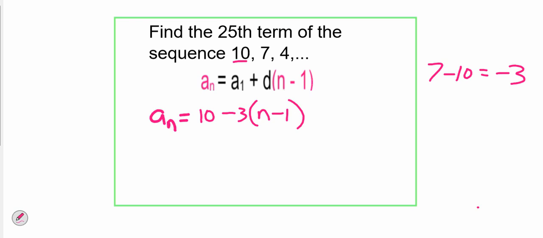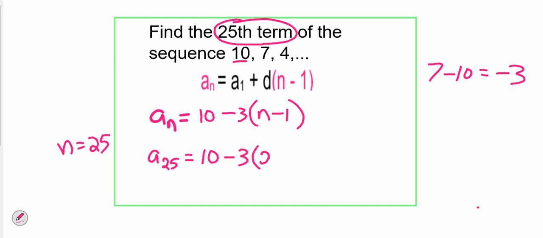Now normally we're done here, but they're asking me to find my 25th term. So for the 25th term, we're going to write something for our n. We're going to write a sub 25. This means the 25th term. And every time we see n, we're going to plug in 25. So we're going to plug it in there so we know that we're seeing our 25th term, and we're going to plug it in here.